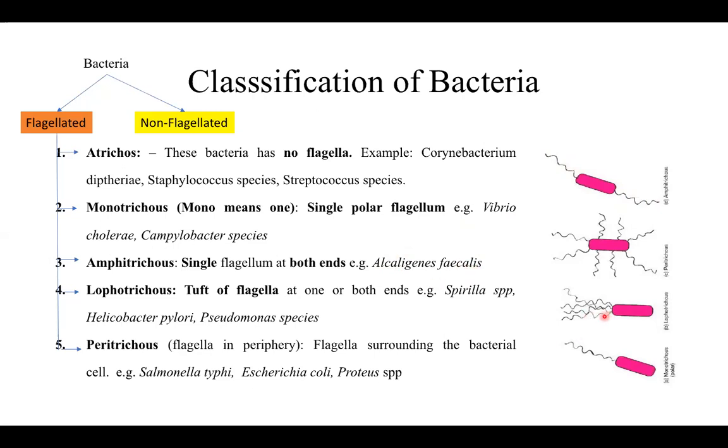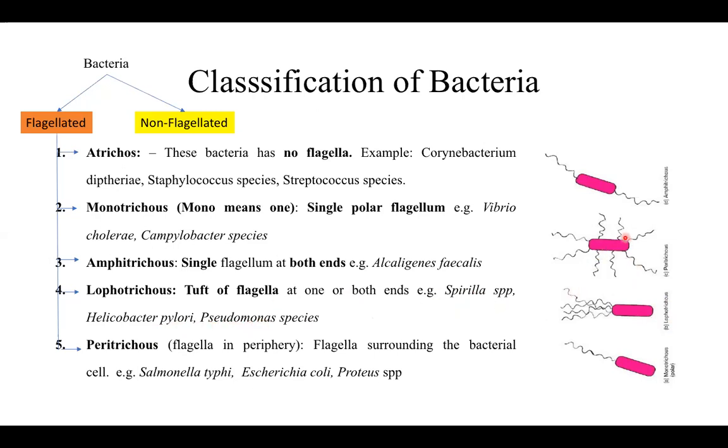Some of the bacteria have a large number of flagella at one end or at both the ends. It may be present on only one end, or it may be present at both the ends. This type of flagellar arrangement is known as lophotrichous. Examples are Spirillum, Helicobacter pylori, or Pseudomonas.